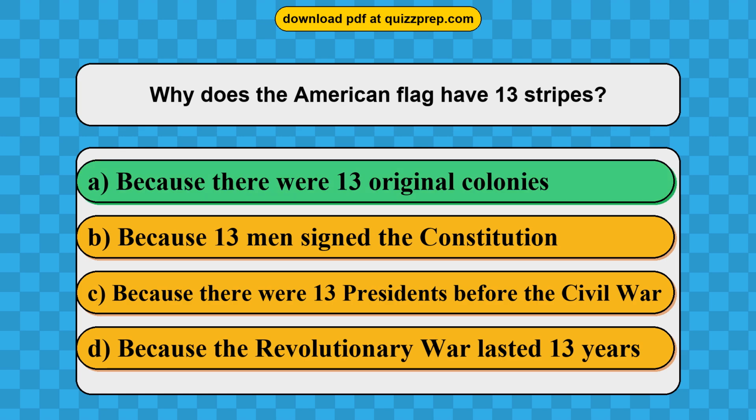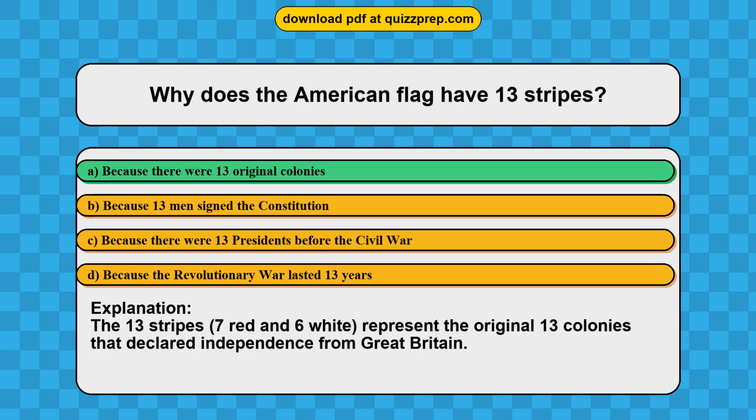The correct answer is option A, because there were 13 original colonies. The 13 stripes, 7 red and 6 white, represent the original 13 colonies that declared independence from Great Britain.